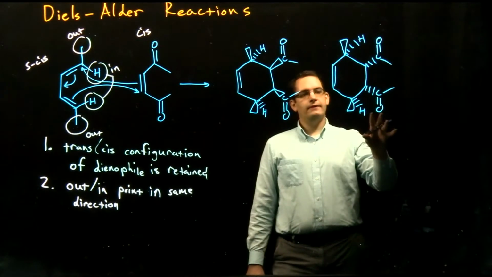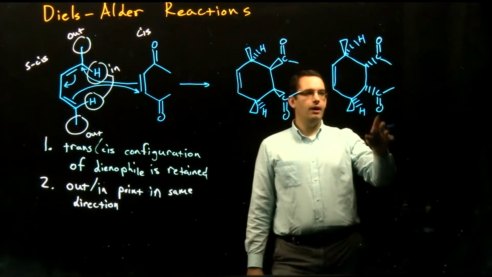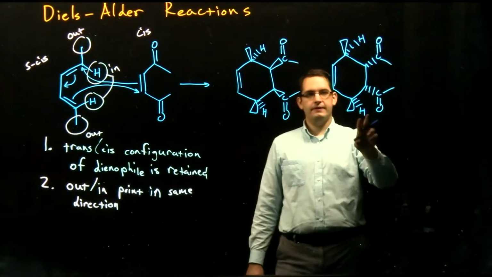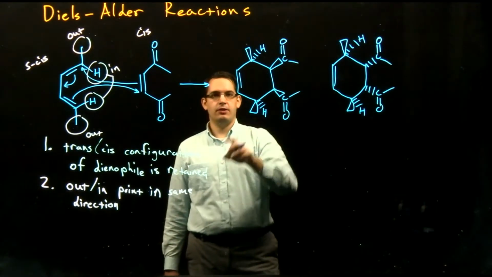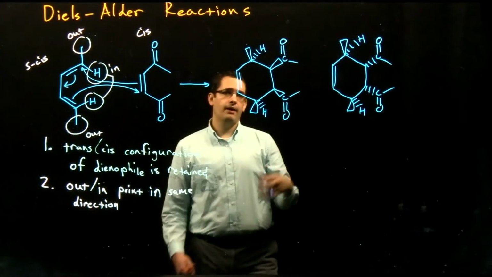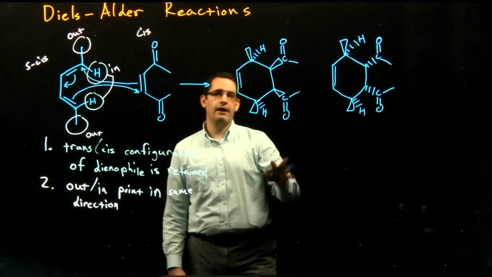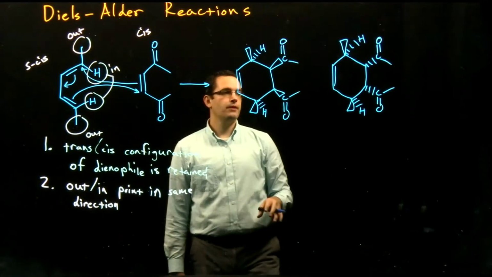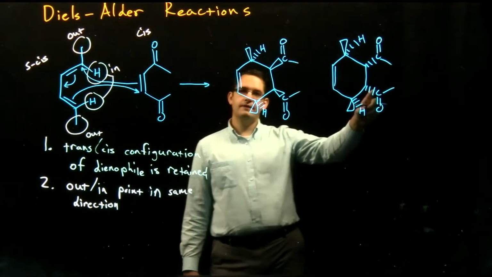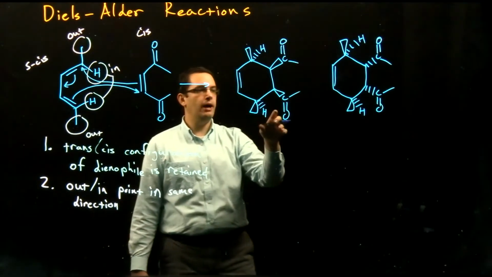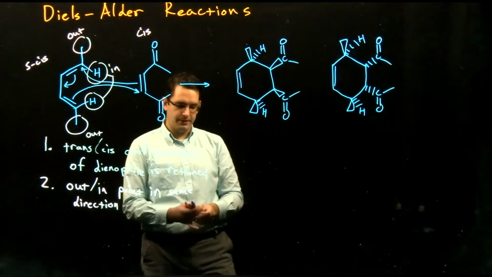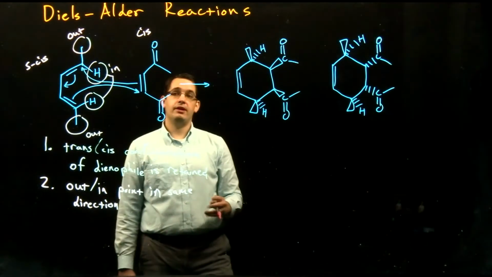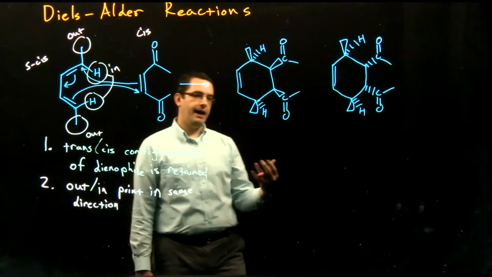Now, in this scenario, we can refer to our dienophile groups as being cis to our hydrogens here, or we can refer to them being cis to our methyl groups over here. Cis and trans aren't necessarily as useful here because we could refer to it as cis to in or cis to out in either scenario. So instead we're going to use two new terms here. These terms are going to be endo and exo.